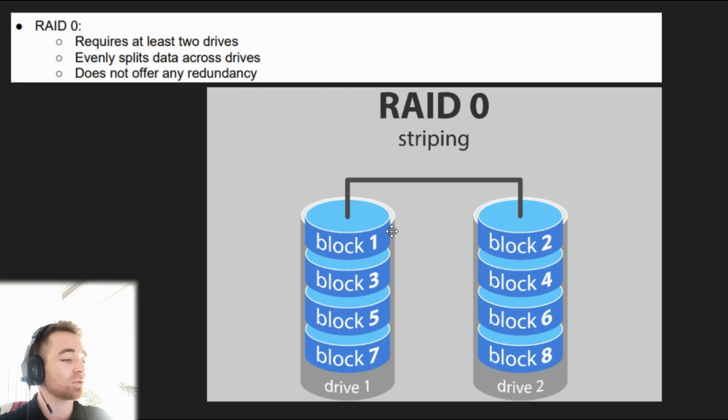So you've got 2 different drives, and it's evenly splitting the data across them. This is what's called striping. What it does, basically, is offer more efficiency. It's all about efficiency of the data, okay? It does not offer any redundancy, which means if this drive goes offline, you are losing all of that data. There is no redundancy there. It's all about data efficiency.